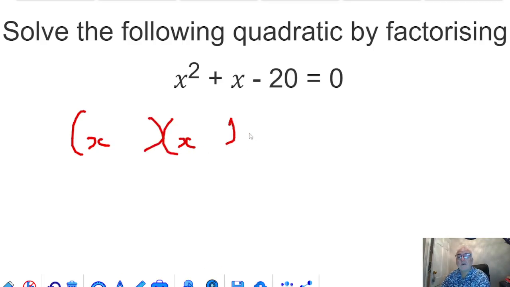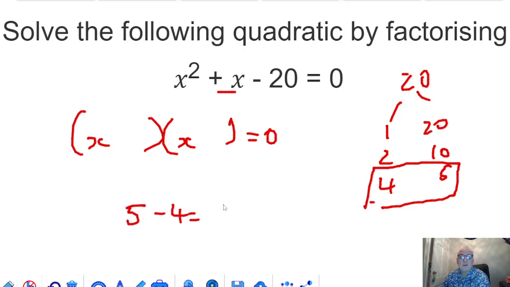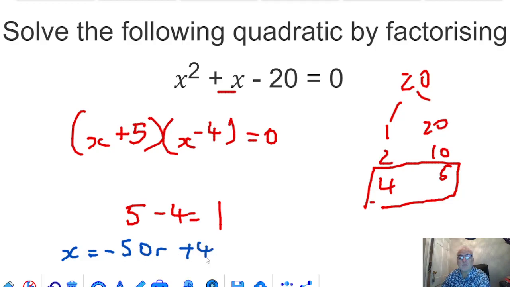x and x, 0, factors of 20: 1 and 20, 2 and 10, 4 and 5. If I want to make +1, I'm going to use 4 and 5, and to make a +1, I'm going to do 5 take away 4, which gives me 1, so +5, -4, and my solutions would be x equals -5 or +4.